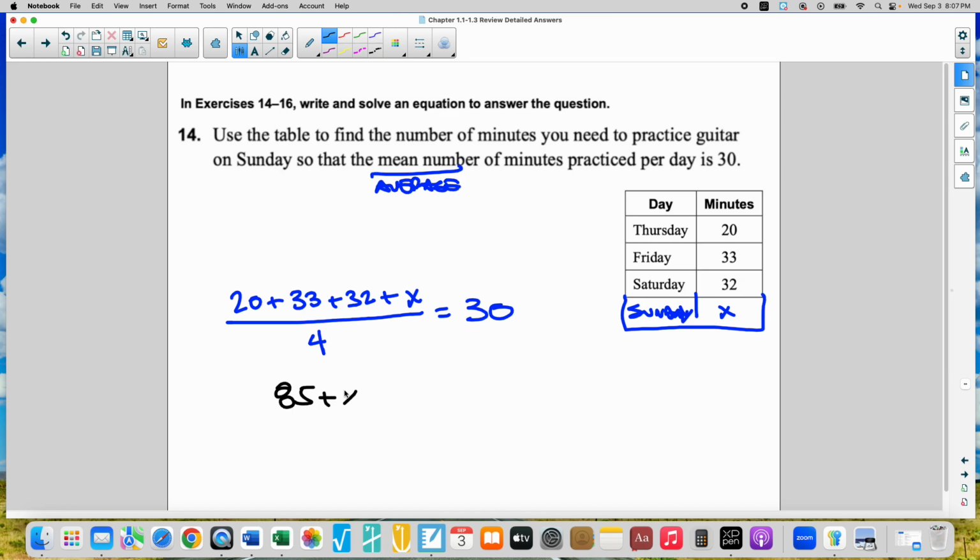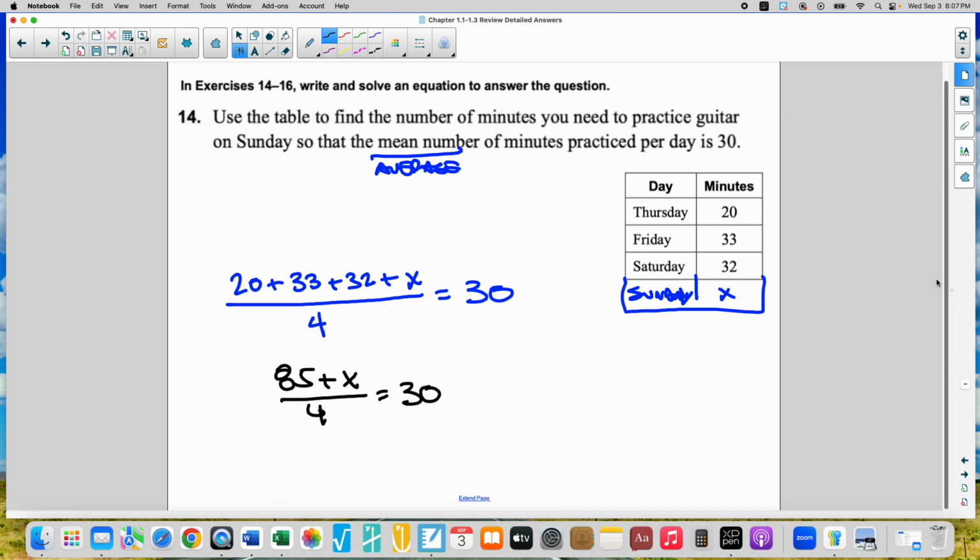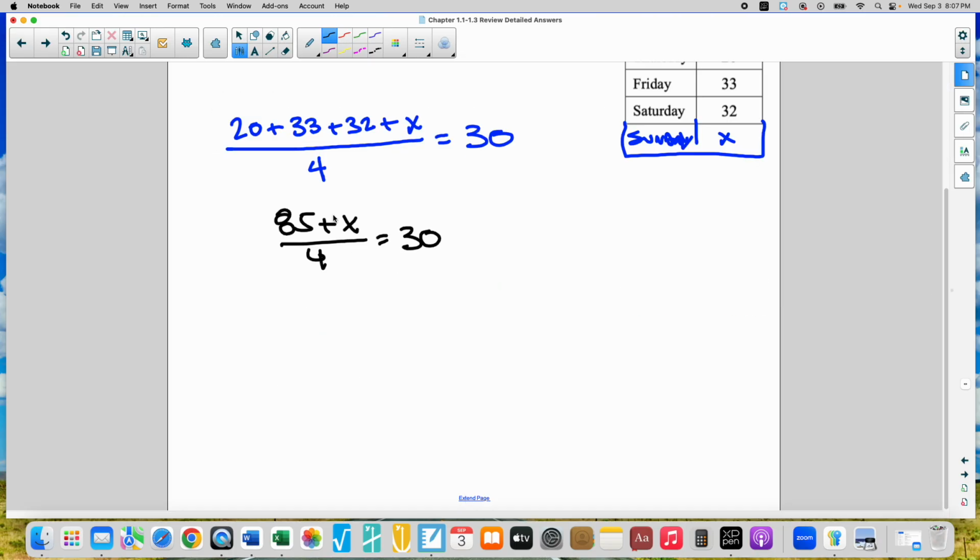85 plus x over 4 equals 30. This is that unique problem where we have a vinculum. I can't get to the 85 because it's being divided. 4 is dividing the 85 and the x, so I got to get rid of that 4 dividing, which is multiplying. I'm left with 85 plus x. These cancel, denominator, numerator, equals 30 times 4 is 120.